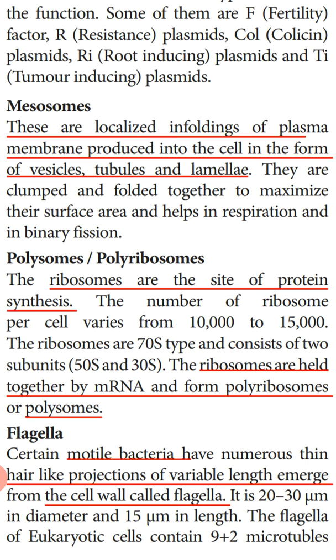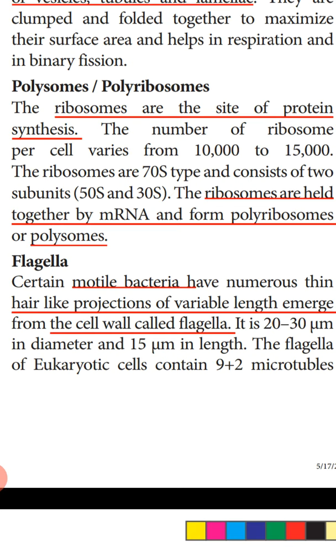The two subunits which form the 70S ribosome of the prokaryotes are 50S and 30S. As we said, two units are there: the larger subunit is 50S and 30S is the smaller unit. S is the Svedberg unit, which denotes the rate of sedimentation. Next is the flagella. Certain motile bacteria have numerous thin hair-like projections of variable length emerging from the cell wall. They are called flagella.